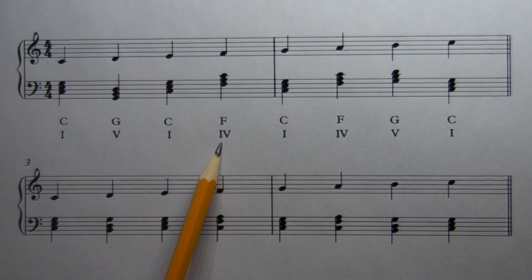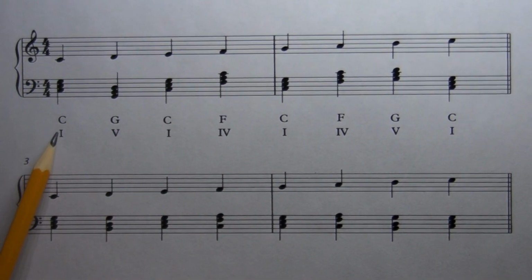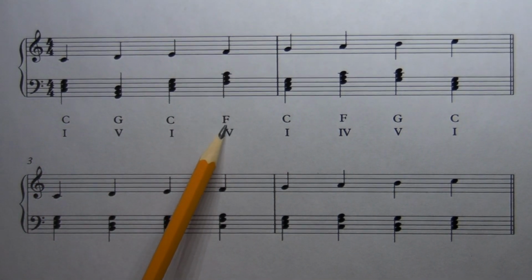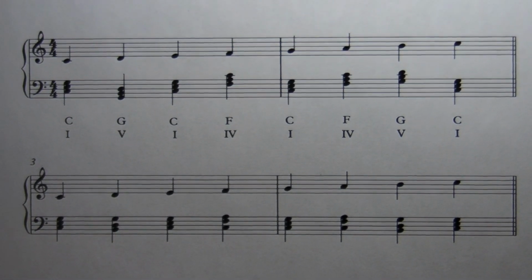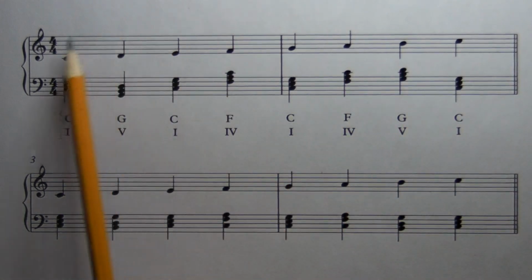Subdominant, 4. Dominant, 5. Or tonic, a C major chord, subdominant, an F major chord, and dominant, a G major chord. Now let's look closely right here in these two measures.